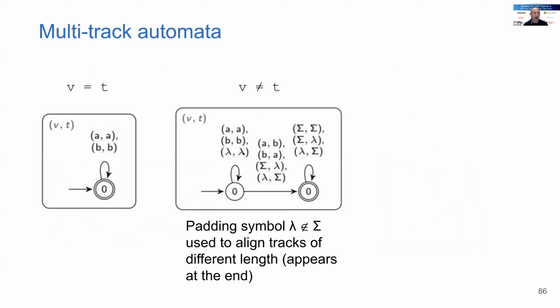Now this gets a little bit complicated. We are using multi-track automata, so we need padding symbols. If one of the variables' strings is shorter than the other one, I still need to read something on that track. So this lambda you see here is actually a padding symbol, all right? It is not from the initial alphabet. So I extend the alphabet with this padding symbol, and I pad the track at the end to make sure that they're of the same length. But this can be done.